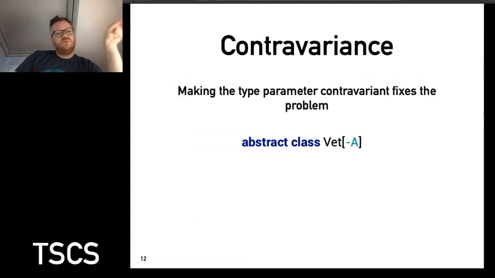And what we can do is we can make a contravariant fix to the problem and say, okay, we accept any kind of veterinarian here as long as it's contravariant.